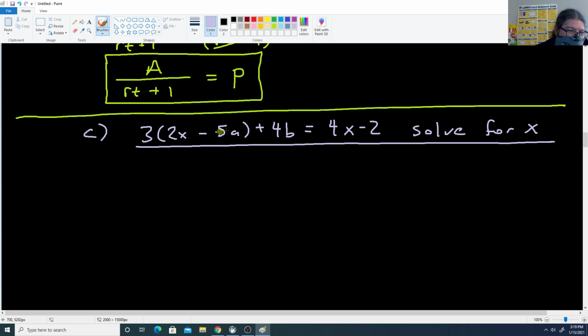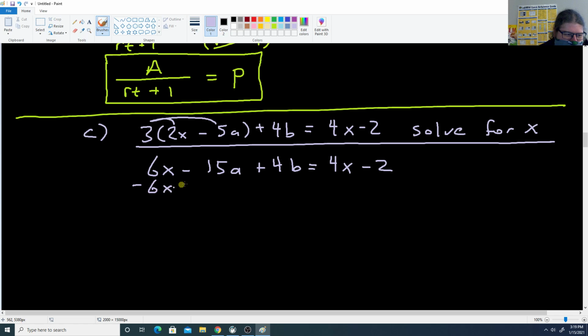So step one, we need to get everything out of the parentheses here, so we're going to distribute the 3. So we get 6x minus 15a plus 4b equals 4x minus 2. Now I need everybody that has an x in it to get on one side of the equation. So I'm going to gather the x's over here. In order to do that, I will subtract 4 x's. So the 4 x's will cancel here. And this negative 2 that doesn't have an x, I'm going to add it back across. So it cancels on this side.